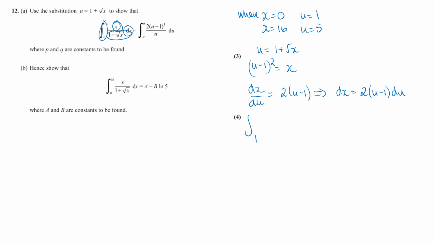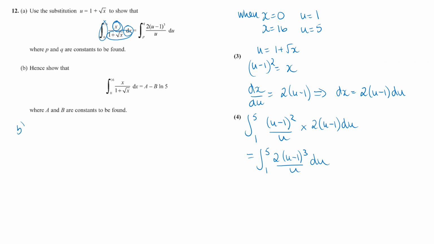It's going to go from 1 to 5 of x, which is (u minus 1) all squared, all over our u times our 2(u minus 1) du. And then just tidy that up. It's going to be the integral from 1 to 5 of 2(u minus 1) all cubed all over u du. So we've got it. P is 1 and Q is 5.